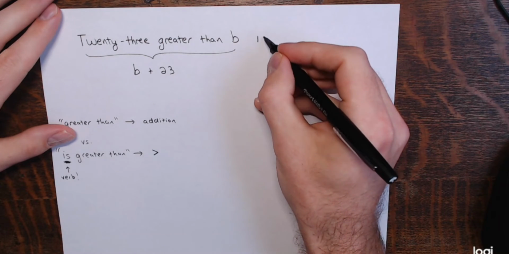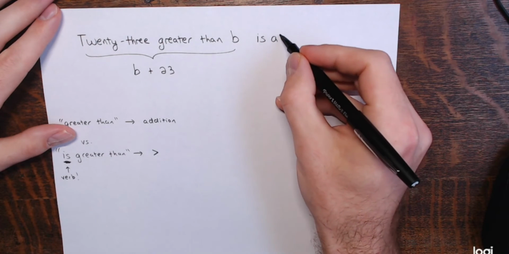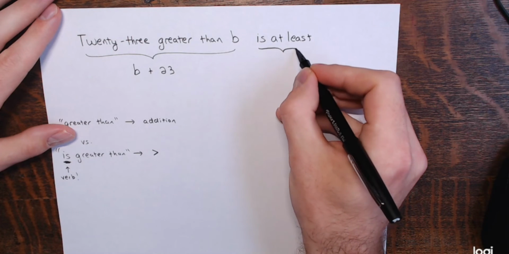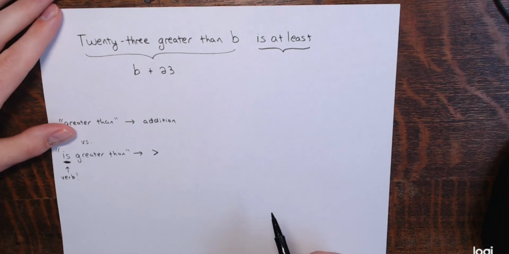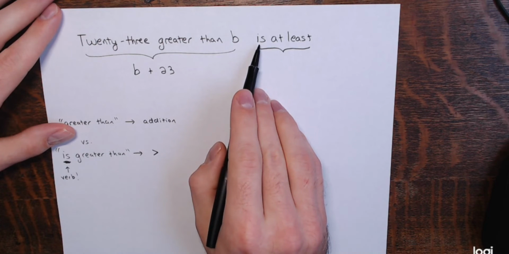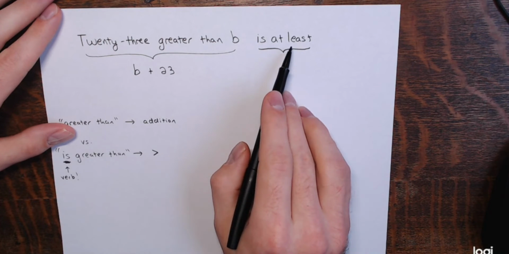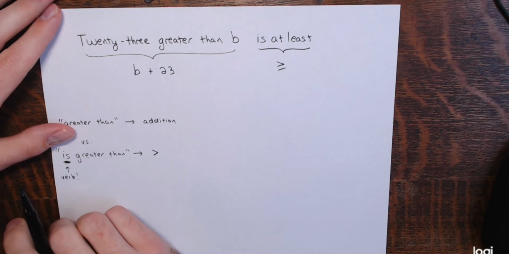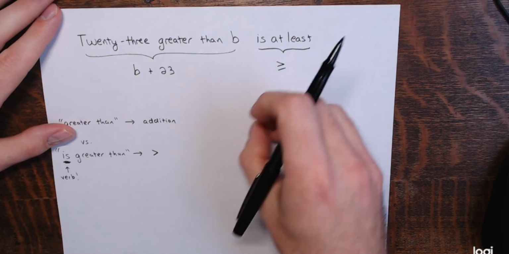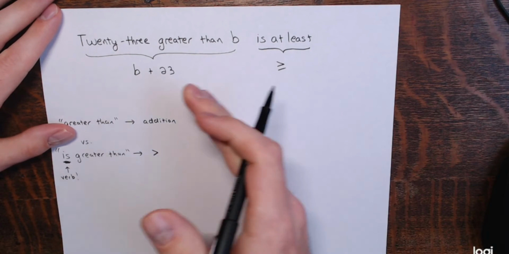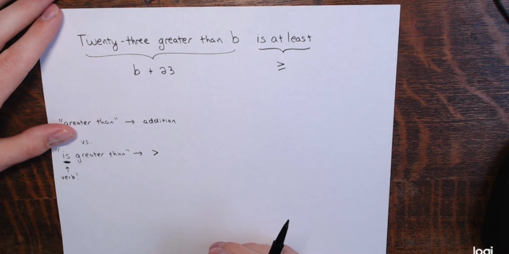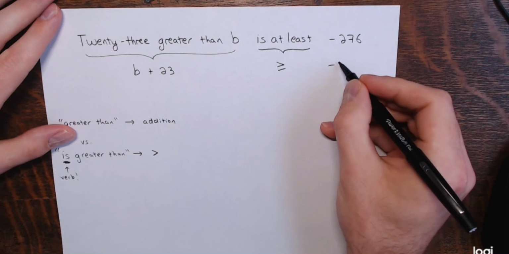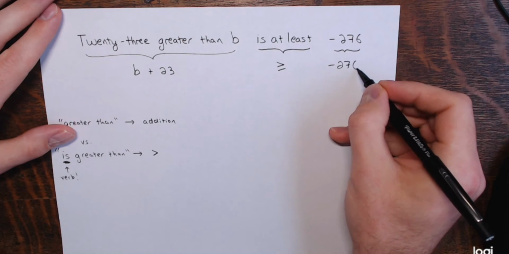Is, there's the verb, at least. Now putting these together makes our inequality symbol. Is at least. Now at least means greater than or equal to. You're this much or more. At least this. You're this much or more. That's what it means to be at least. Negative 276 is obviously just going to be the number negative 276. So we have this inequality to solve.